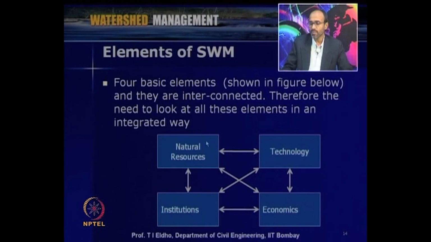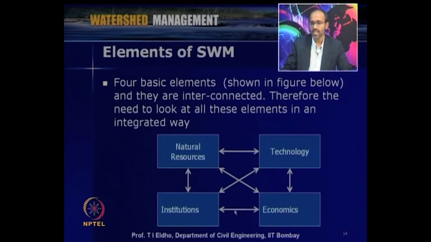Then of course, with the developmental activities of these natural resources, how the economic situation changes, how the total socio-economic improvement takes place. So, 4 basic elements are shown in this figure. These elements are interconnected. Therefore, we have to look at all these elements in an integrated way. So, many times we will call sustainable watershed management integrated sustainable watershed management.